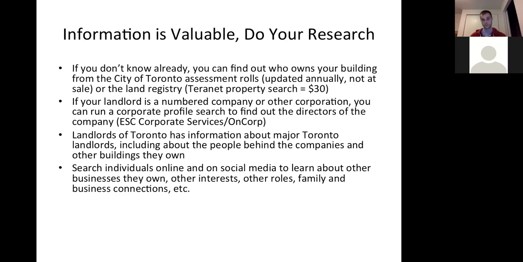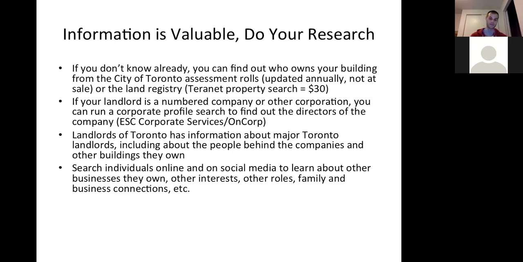Another way to find out who owns your building without going to City Hall and to get updated information is by looking it up in the land registry. Unfortunately, they privatized their land registry. So you have to go through a company called Tenant, and it costs about $30 to do a property search. You could basically search your address or the address of your building through Tenant, and that will tell you who owns the building. Now, sometimes it's going to turn up an individual's name or a couple of individuals. Sometimes it's going to be a numbered company or some other corporation like 1 Queen Street Inc.